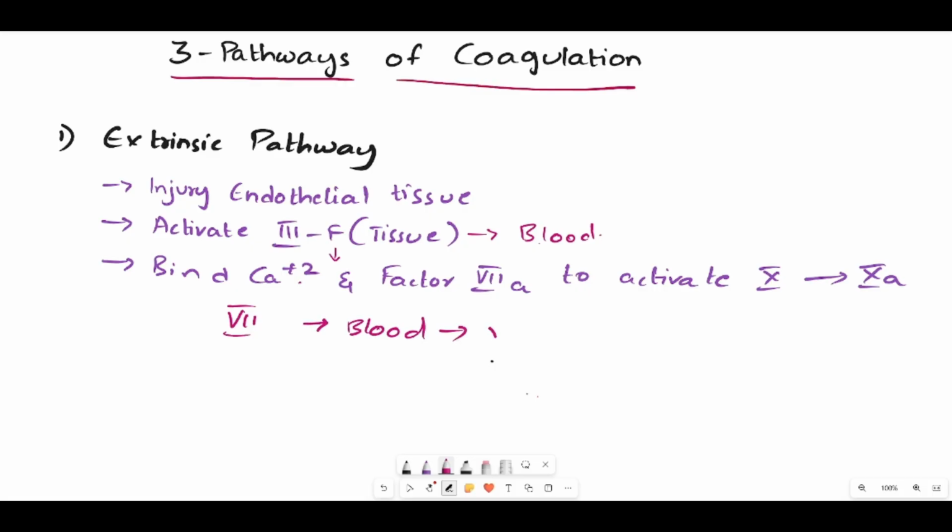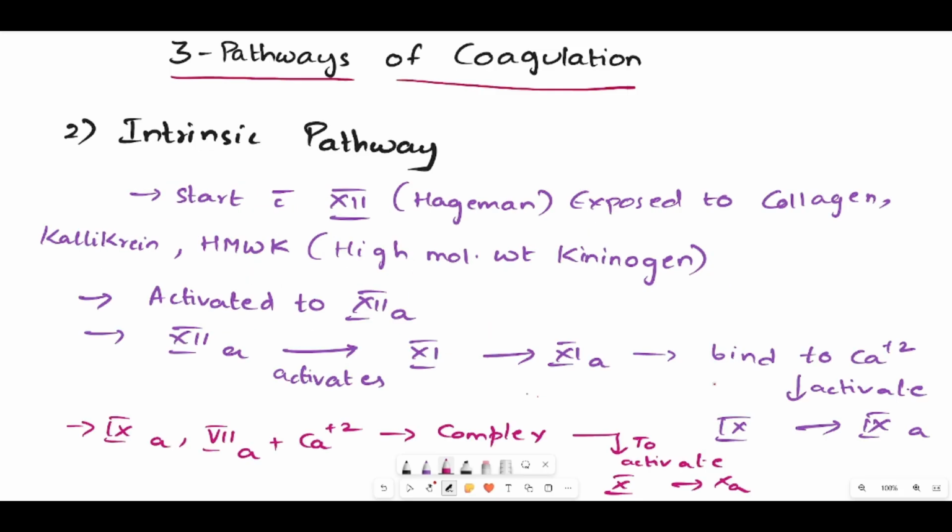This will be needed for the vitamin K activation. So what points are included in this? Whenever there is an injury to the endothelial tissue on the skin, this pathway will be initiated. In this, there will be activation of factor 3, the tissue factor. Further, it will be binding to the calcium and also factor 7A, which is required to activate 10 to 10A. And this factor 7, which is present in the blood, is required for the activation of vitamin K. That's it. So coming back to the second pathway, which is the intrinsic pathway.